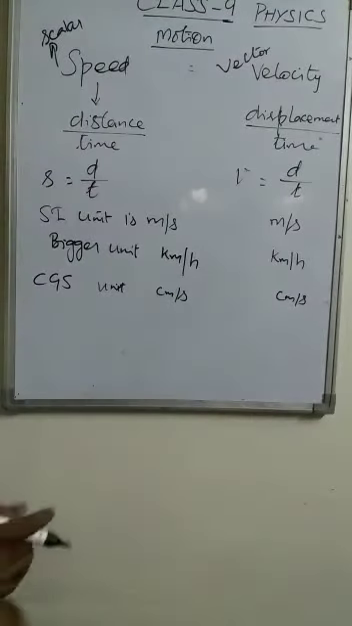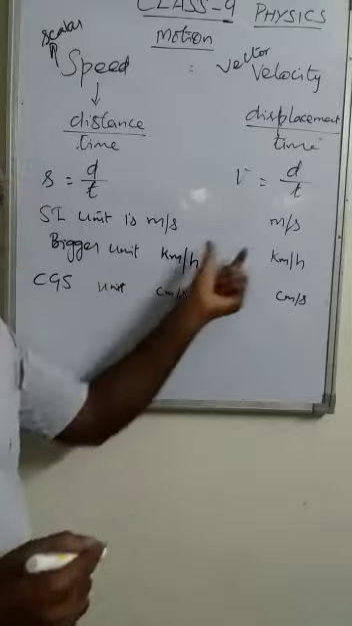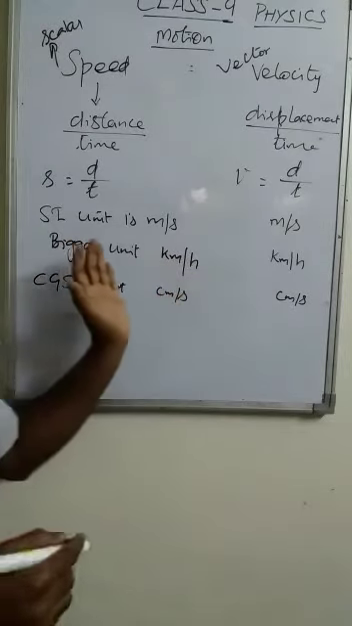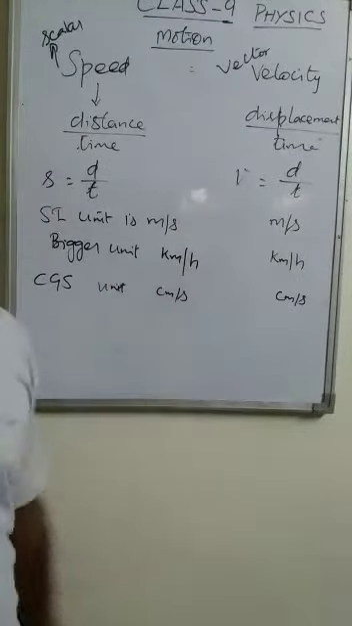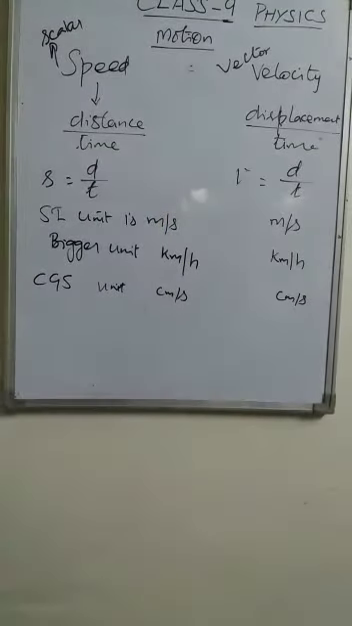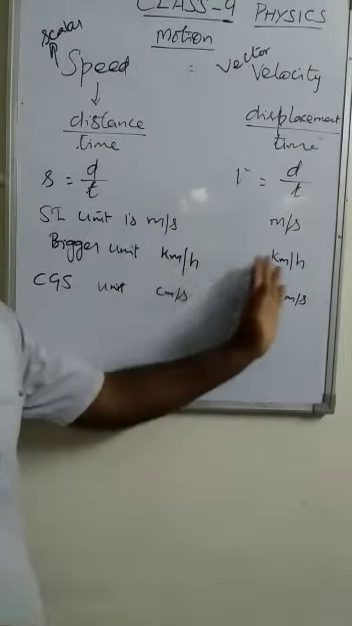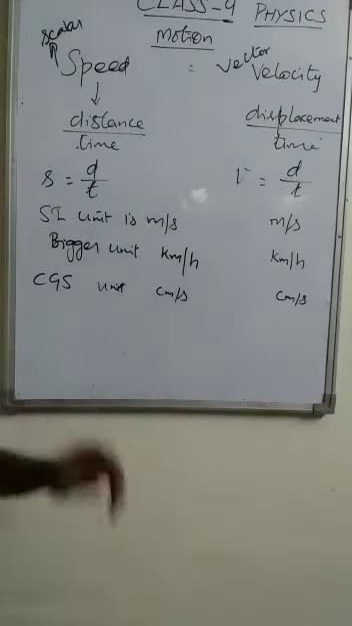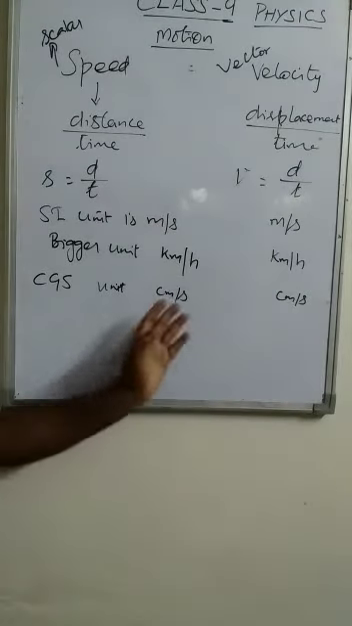So this is the similarity. Both the quantities have the same units. Meter per second is the SI unit, kilometer per hour the bigger unit, and centimeter per second the smaller unit in the CGS system.